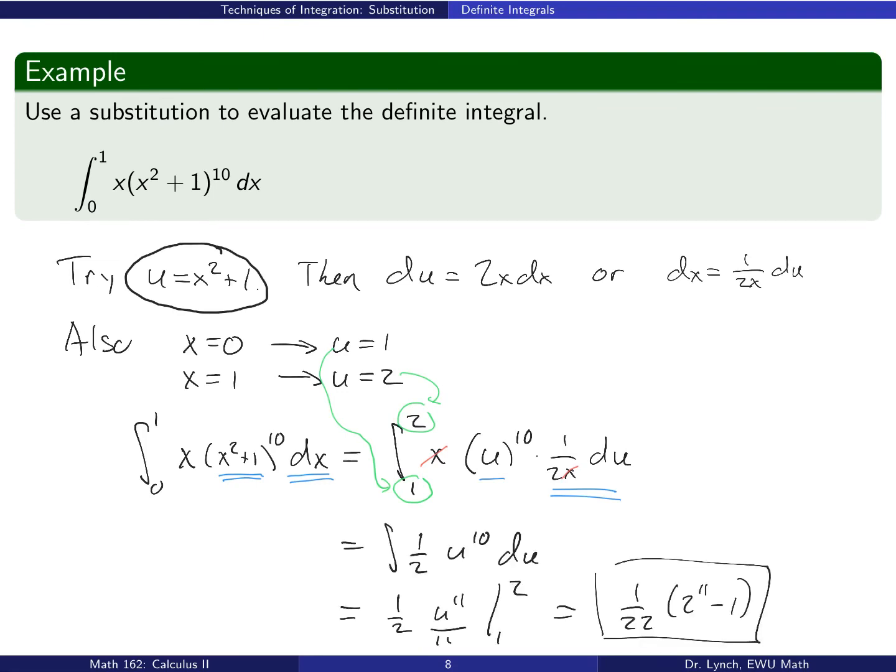At the end of the day, we end up with 1/2 times u to the 11th over 11 evaluated between 1 and 2. So we get 1/22 times 2 to the 11th minus 1, which is a number. And that's what we expect for the value of the definite integral, is to get a number.